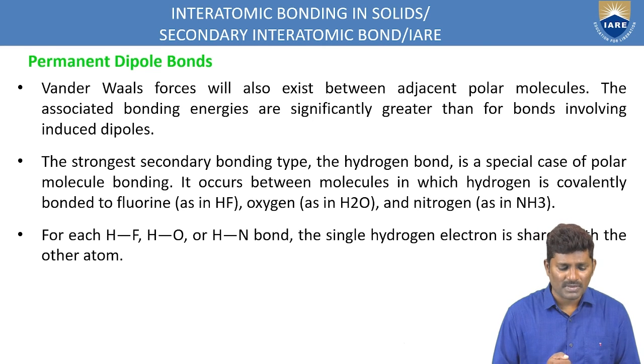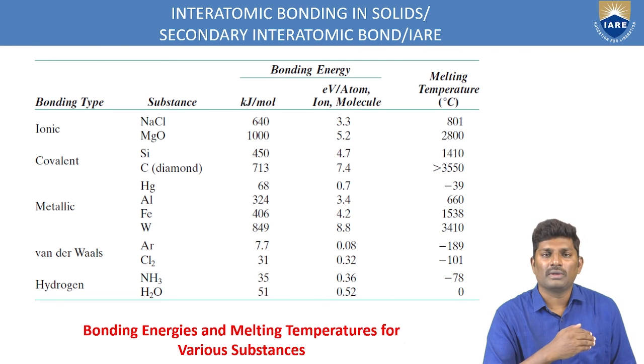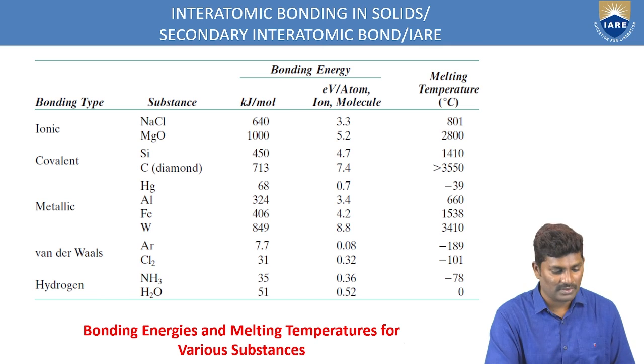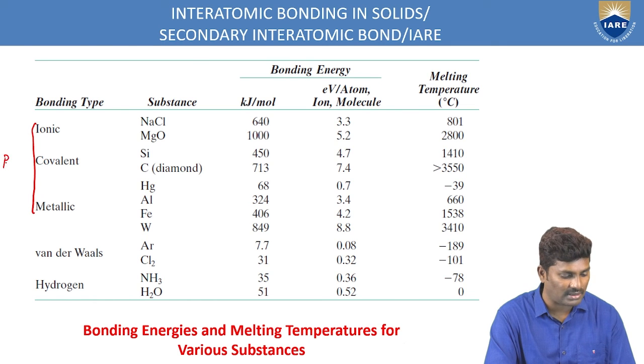And the strongest secondary bonding type, only the hydrogen bond has the strongest bonding nature in the second category of secondary bonding. The third one is permanent dipolic bonds. Now if you compare the values of the primary and the secondary bonding, you can see easily, so these 1, 2, 3 come under the primary category, and these last two come under the secondary category.